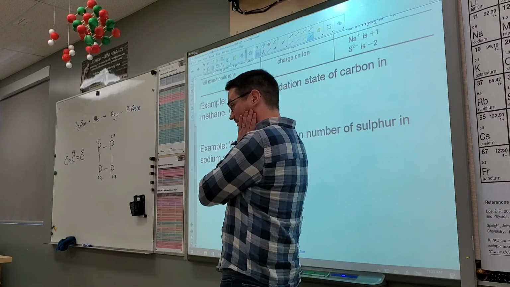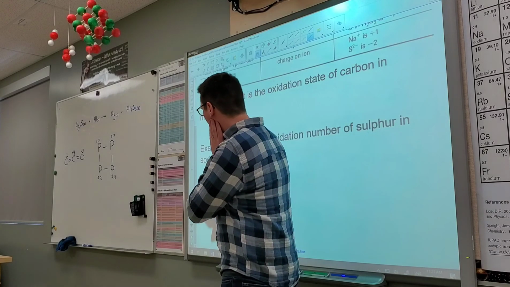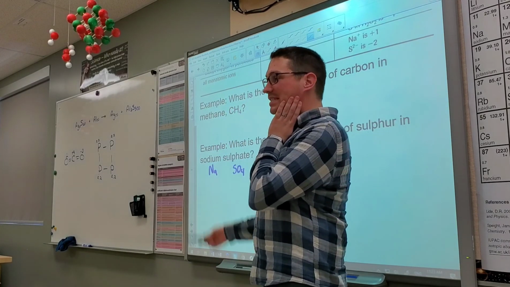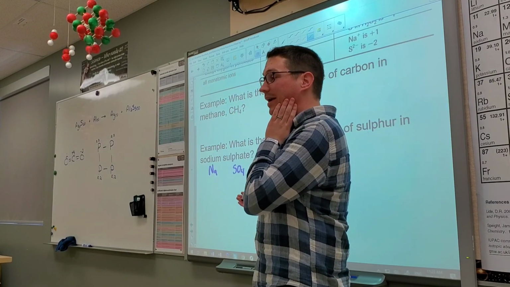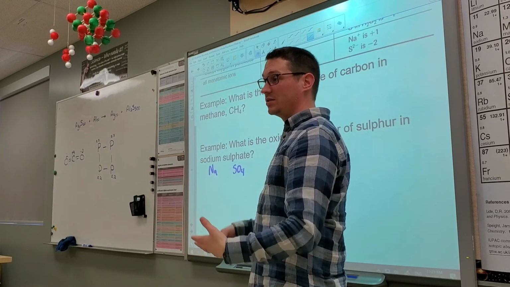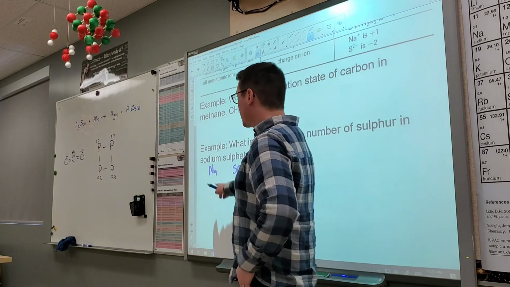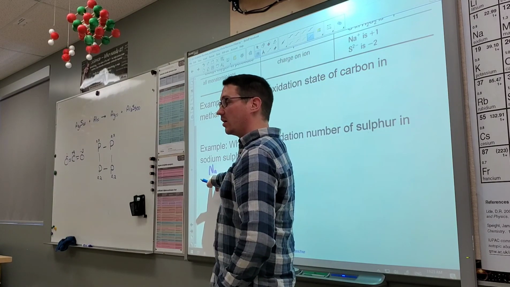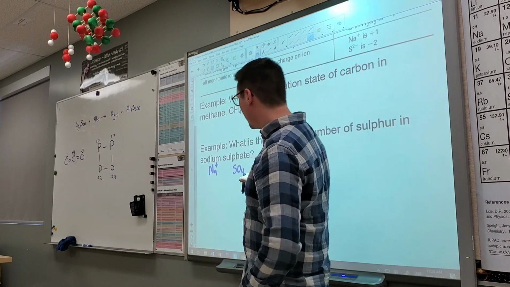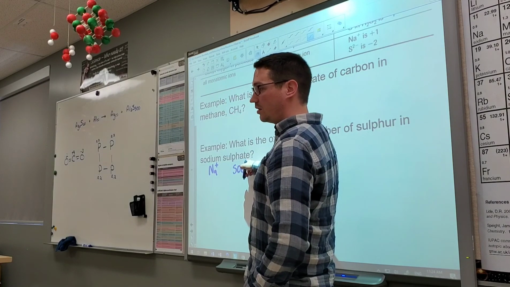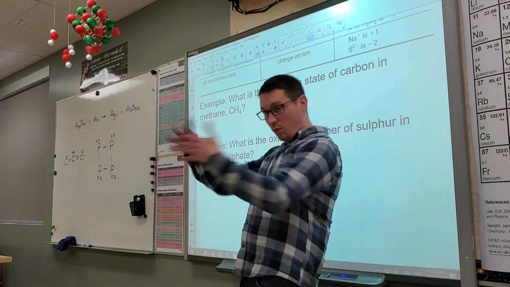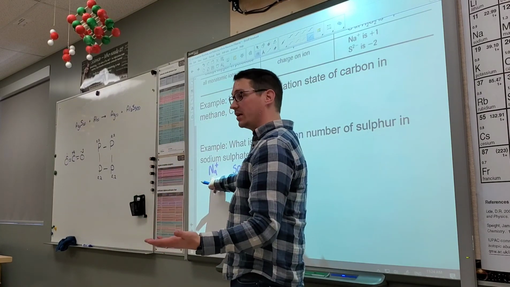Jaden? Na. It's going to be Na, and it's going to be SO4. But this is an ionic compound. In an ionic compound, you have to look at the ions to determine the formula, right? Ionic compound, this is an ion. What's sodium's charge if it's an ion? Plus 1. What's sulfate's charge? It's 2 minus, right? So what's the oxidation state of sodium here?